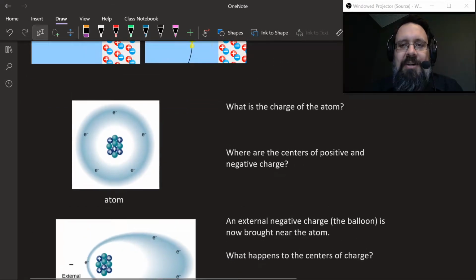So we want to try to understand this a little bit better. To help you guys understand this, let's look at an atom. So here are my questions, and I want you guys to just shout out the answers.